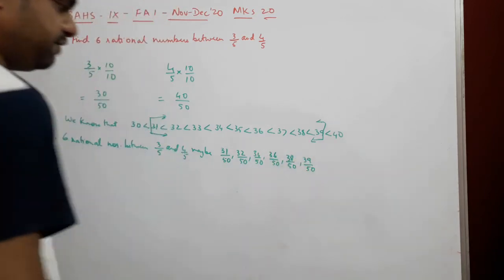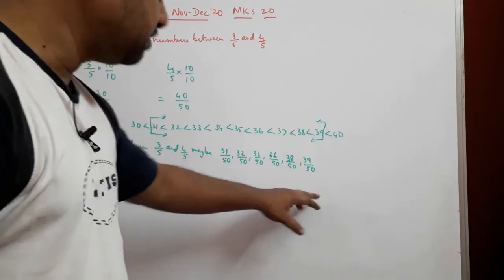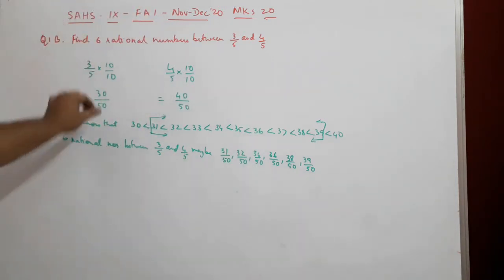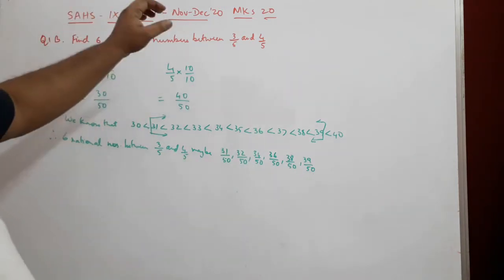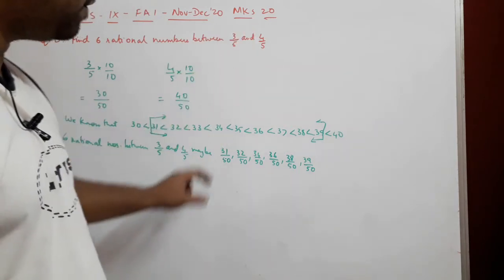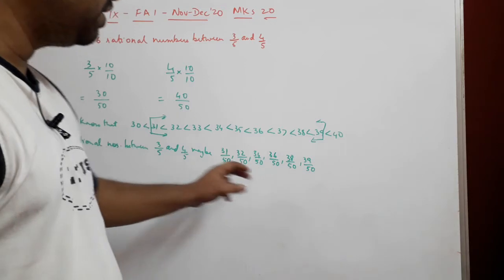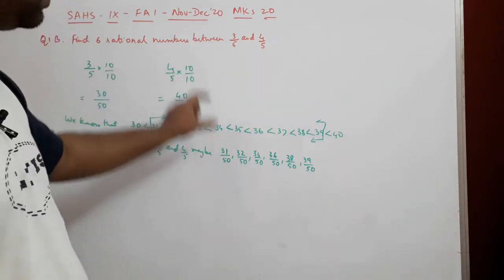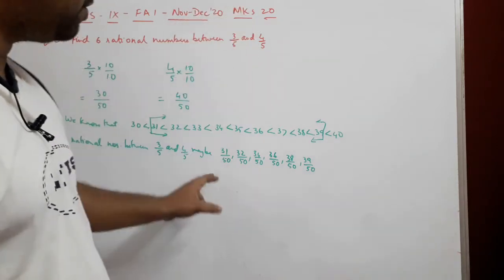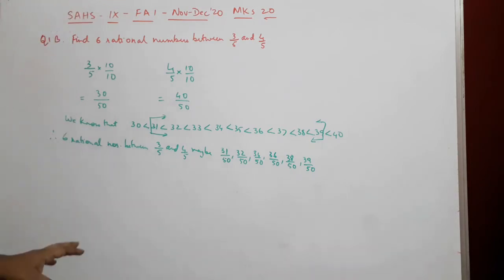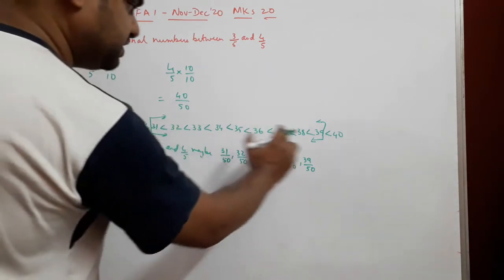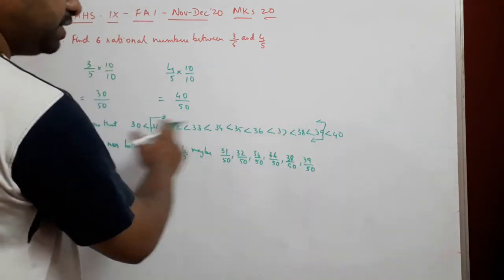So if you see, I have not taken successive numbers, because we are not asked for successive numbers. We are just asked for 6 rational numbers between 3 upon 5 and 4 upon 5. If you actually divide in decimal form, you will also find that the numbers lie between 3 upon 5 and 4 upon 5. So these are 6 rational numbers. I could choose any 6 from this point to this point.